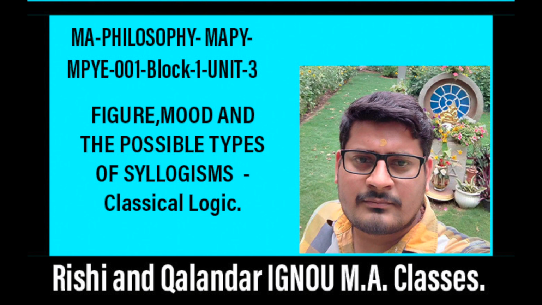When the major premise is implicitly understood, enthymeme is regarded as the first order enthymeme. When the minor premise is implicitly understood, enthymeme is regarded as the second order enthymeme. When the conclusion is implicitly understood, enthymeme is regarded as the third order enthymeme.